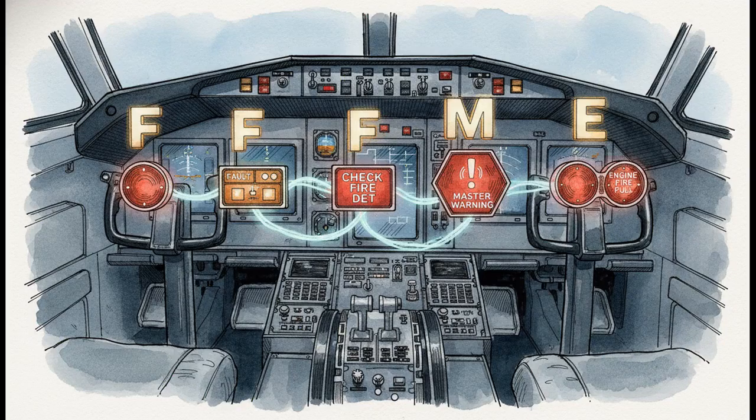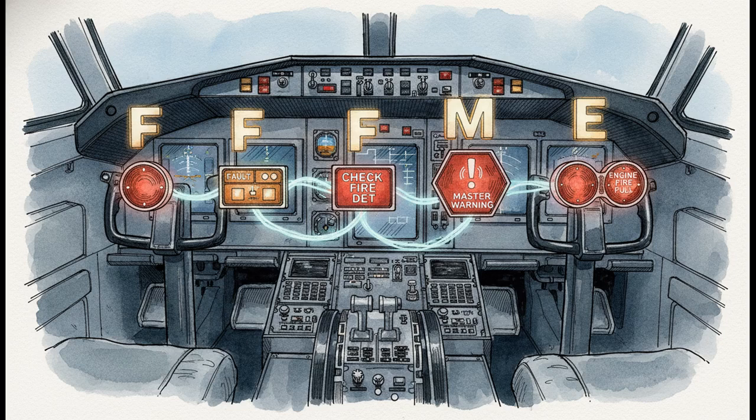Once you've held those switches, the cockpit panel immediately responds with a whole cascade of visuals. To make sure you never miss a light, we use this awesome memory trick. Here are the exact 5 specific visual checks you've got to verify in sequence. First up, F for the pull fuel/hyd off-handle light. Next, another F for the Fault A and Fault B advisory lights. Your third F stands for the check fire det warning light.